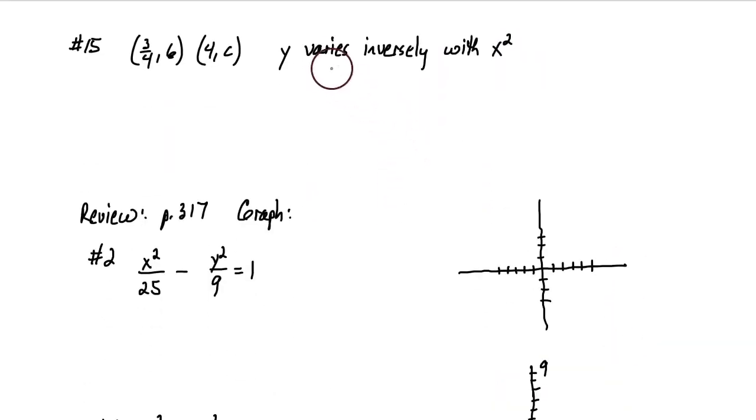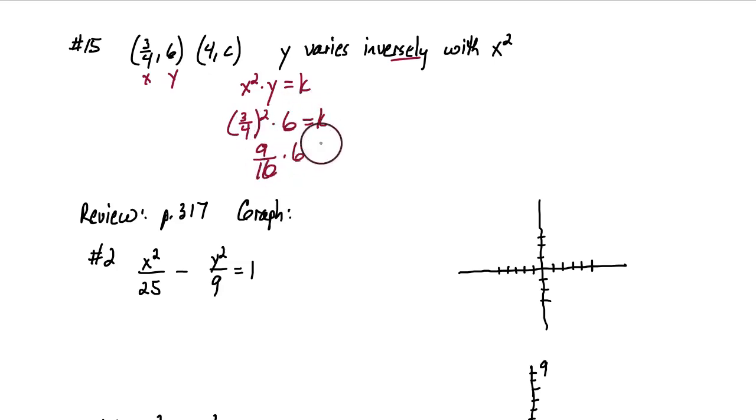Number 15, same idea. Y varies inversely with x squared. So x squared times y is equal to constant k. Get the x and the y from the first ordered pair. 3/4 squared times 6 is equal to k. This makes 9/16 times 6 is equal to k. So k is equal to 3 3/8. As a fraction, this is 27/8.